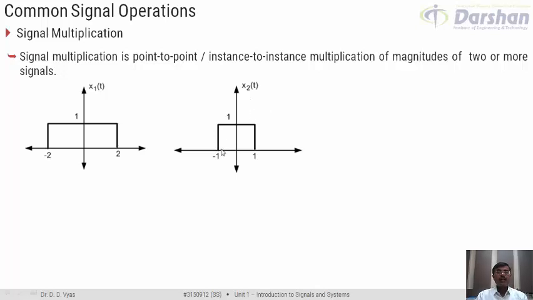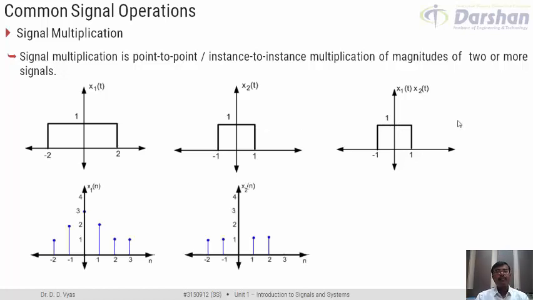Where would this signal have a non-zero value? It would have a non-zero value when both x1 and x2 are non-zero, which happens only between the duration minus 1 and 1. So between minus 1 and 1 you would have the value, and what would be the value? The value would be multiplication of two signals. So 1 multiplied by 1 would give you 1. So the result would be this. Here the magnitude of both the signals is equal to 1, so the resultant signal is also having the magnitude of 1.